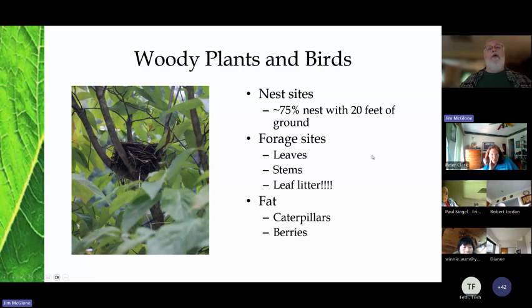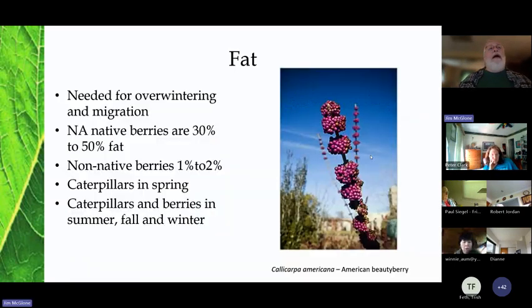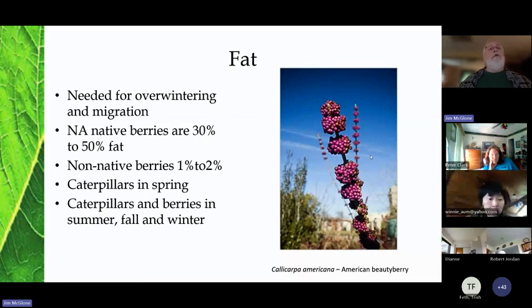And the reason they're going to those native plants is they are looking predominantly for fat, which is an important part of the birds' diets. And they get that fat from the caterpillars and the berries that are found on the native plants. Now, why do the birds need fat? They need fat for overwintering for our non-migratory birds, but the migratory birds need fat to sustain their migration.